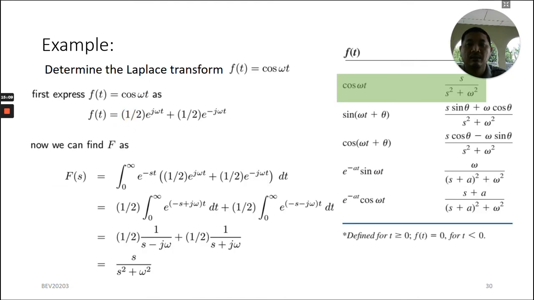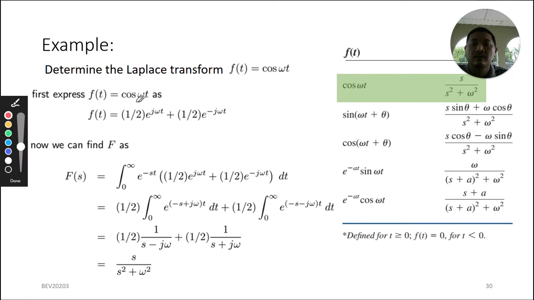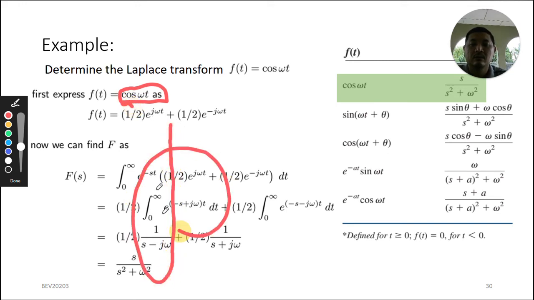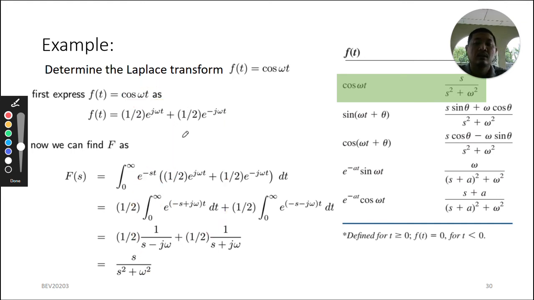Another example, cos omega t. So this is as in the previous video. The answer is s over s squared plus omega squared. This is from the table.